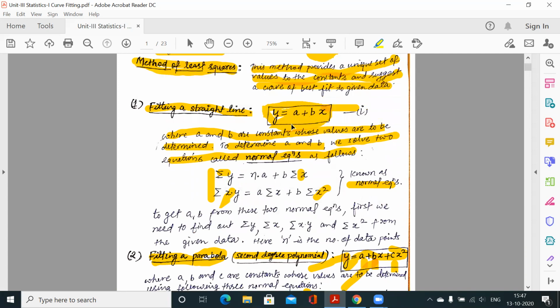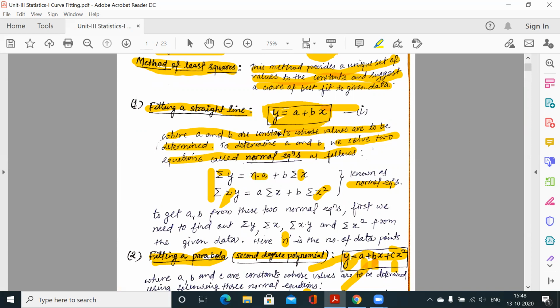Clear? In the straight line case, the normal equations are as follows. First we apply summation here: summation y is equal to summation a plus b summation x, and summation a is n times a because a is constant. Summation of y will contain n terms, because we have n values of y: y1, y2, y3, y4 up to yn. Similarly, a is constant, and if we apply summation n times, a plus a plus a up to n times, this is na.